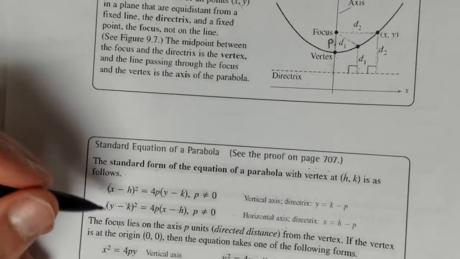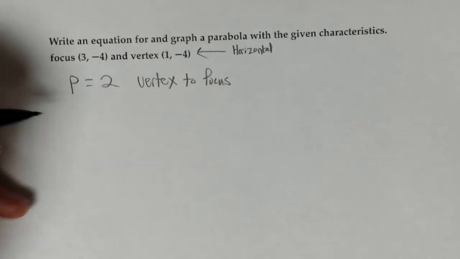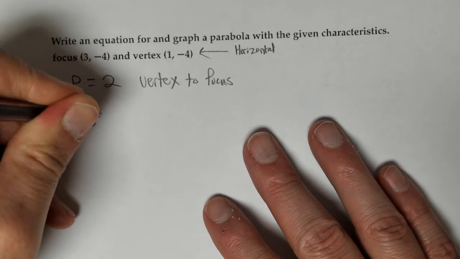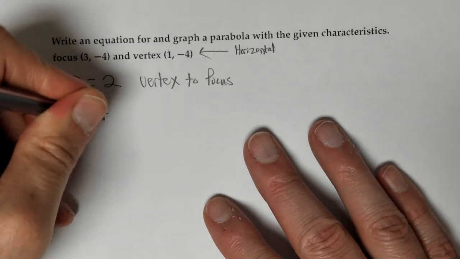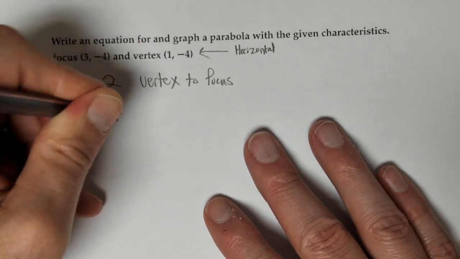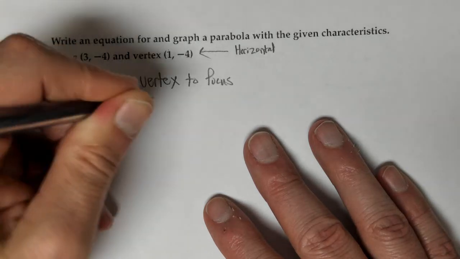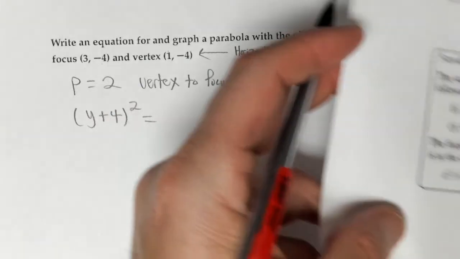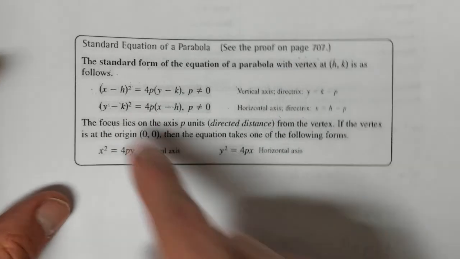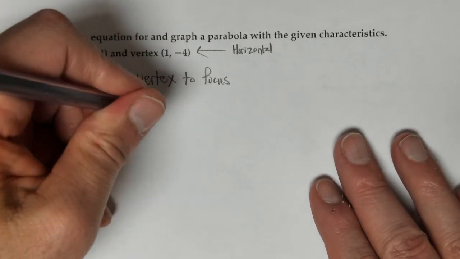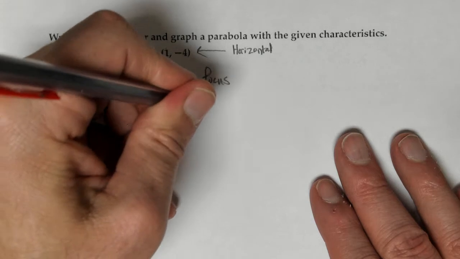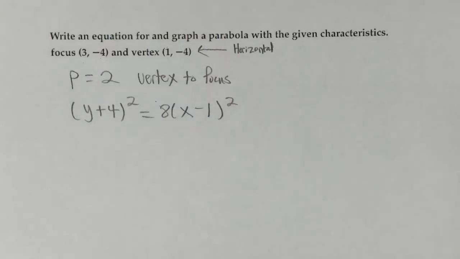Again, it's horizontal, so I know I'm going to be using this second one right here, which as we go to fill it in, it's going to be y, and -4 will change to +4. Remember, the K goes with the y. Close it off, square it. We're going to set that equal now. Well, if my P is 2, then remember here we have 4 times P, so 4 times 2 is going to turn that into 8. And we've got x plus 1 changes to -1. We close it off. We square it. That is the equation of the parabola.